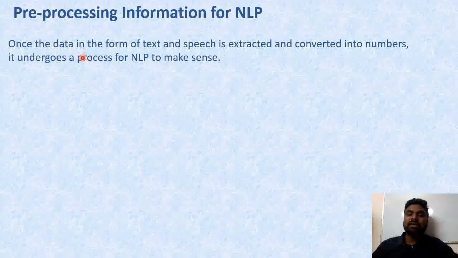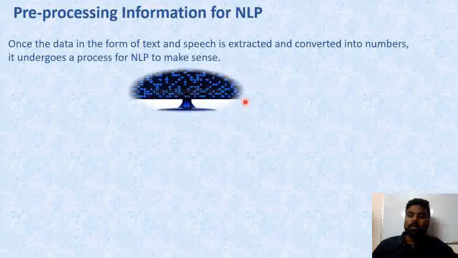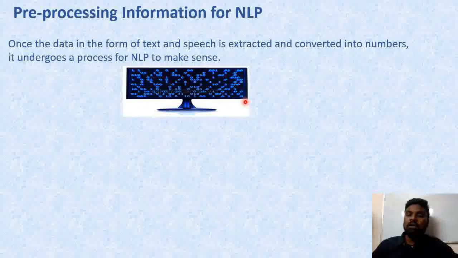So once the data in the form of text and speech is extracted and converted into numbers, why do we convert this extracted text and speech into numbers? Since computers only understand which language? Machine language, that is in the form of zeros and ones. So that is why it is written here: text and speech is extracted and then converted into numbers. So it undergoes a process for NLP to make sense.